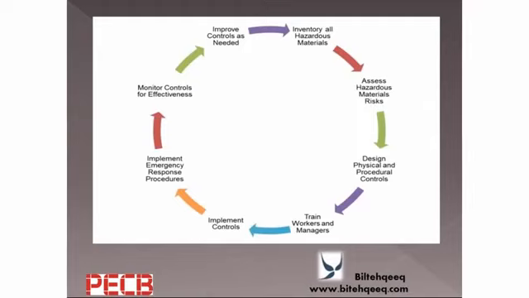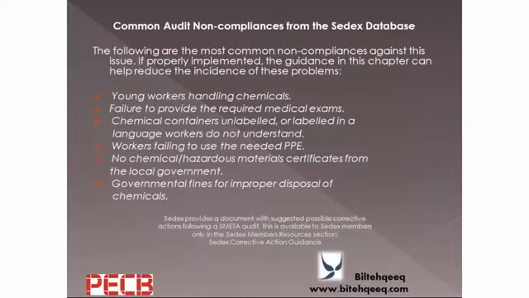These are some non-conformities which are raised during audits. The first one is young workers handling chemicals. In some organizations, underage or young workers, workers below 18 years of age, are handling chemicals. The next one is the failure to provide the required medical exam. So the workers are not undergoing medical tests regularly.